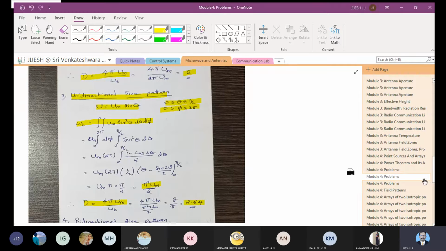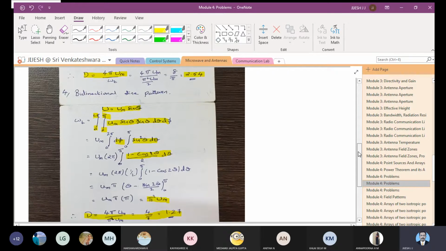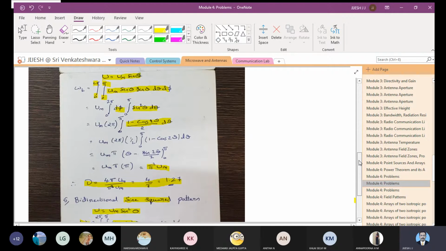Similarly, you can also do it for the bidirectional sine pattern. In the bidirectional sine pattern, U is equal to Um sin theta, and you can do the integration for that. When you carry out the integration, you will get Wt equal to pi square Um, and directivity you will get as 1.27.